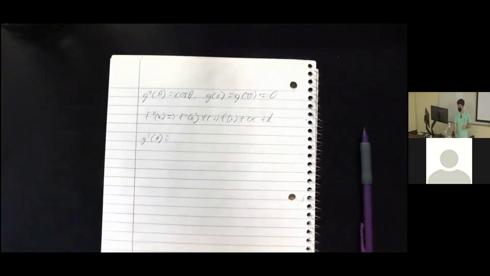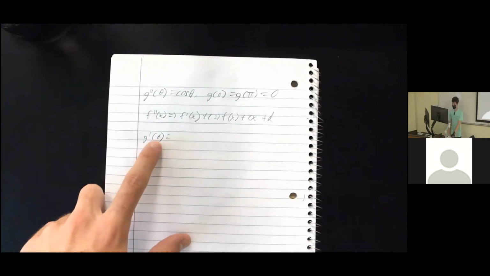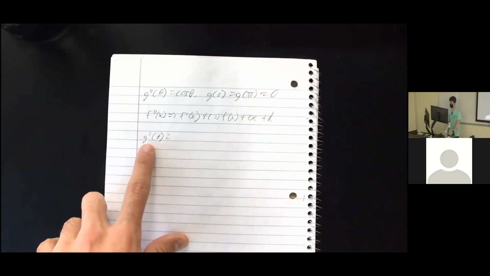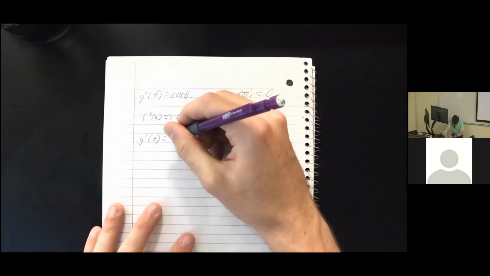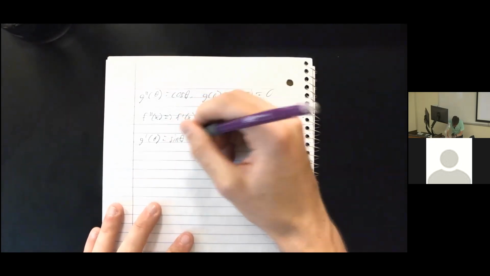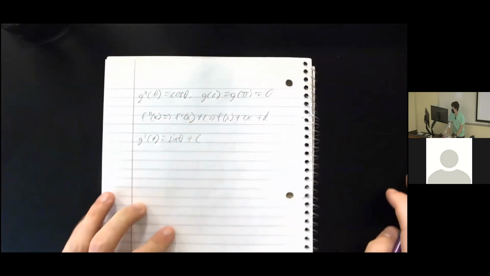So let's think about what this antiderivative might be, or what this derivative function might be. This single g prime of theta. So what's the antiderivative of cosine theta? Well, I can think about what function's derivative gives me cosine of theta. I know it's sine of theta, right? Because the derivative of sine is cosine. I need to add that constant, right?